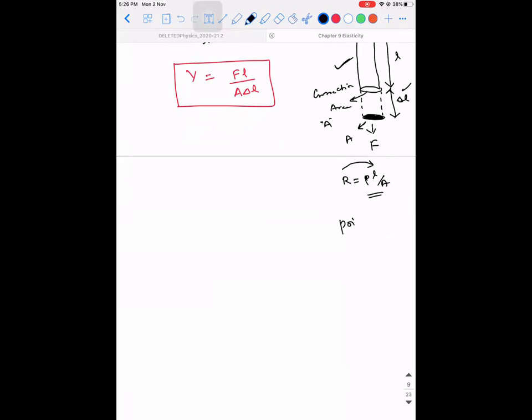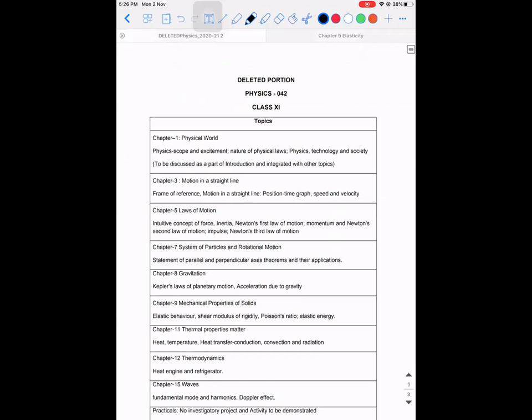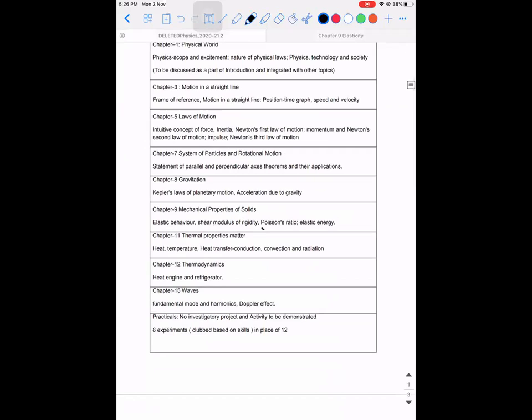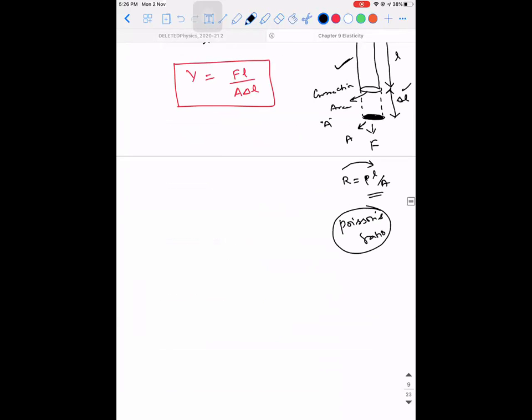There is something called Poisson's ratio that we will see at the end. Unfortunately, I don't know why they have removed it from the syllabus. But I'll explain it; it's not a very big concept that needs to be skipped. At that point, I'll explain. Yes, just remind me at that point.